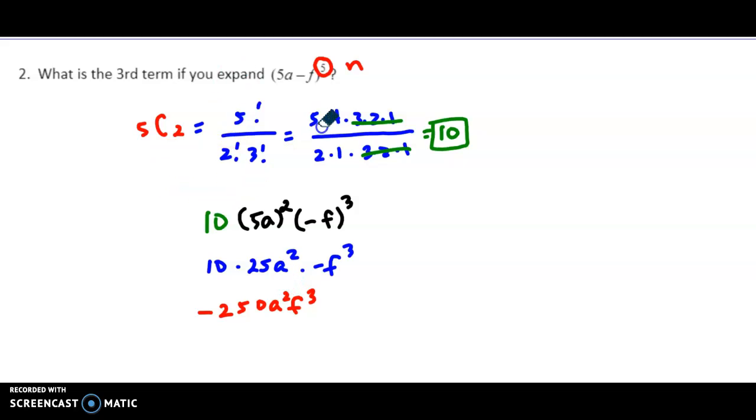Now I'm going to pause here real quick before I go to the last example. If you want to use Pascal's triangle, that's fine. I don't think I'm going to limit you on the quiz. You can use Pascal's triangle. If you want to use the combination formula, that's okay too.